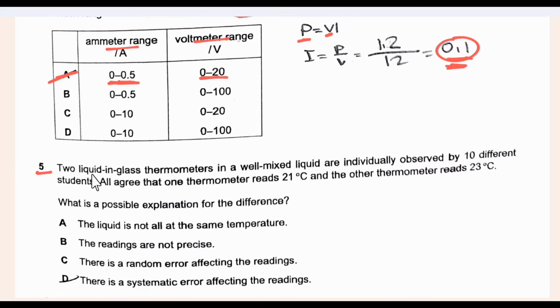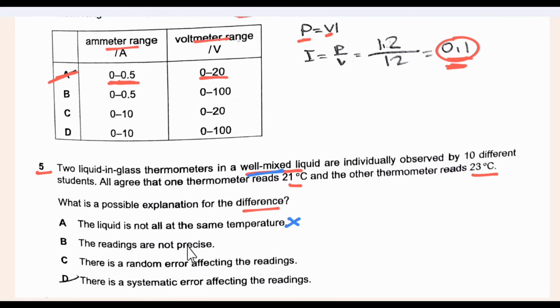In question number 5, two liquid-in-glass thermometers in a well mixed liquid are individually observed by 10 different students. All agree that one thermometer reads 21 degrees centigrade and the other thermometer reads 23 degrees centigrade. What is the possible explanation for the difference? Why does this difference occur? The liquid is not all at the same temperature. Since it is a well mixed liquid, the liquid is at the same temperature. So this statement is wrong.